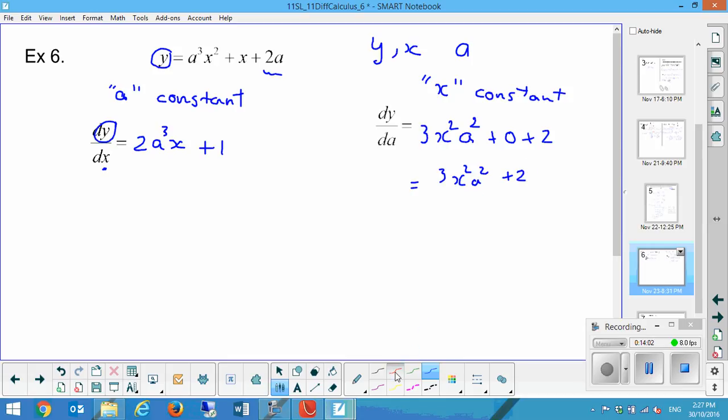So the little message in this one is always look carefully at what you're differentiating with respect to. In this case it was a, and in this case it is x. All right, so that's just a little variation on the theme.